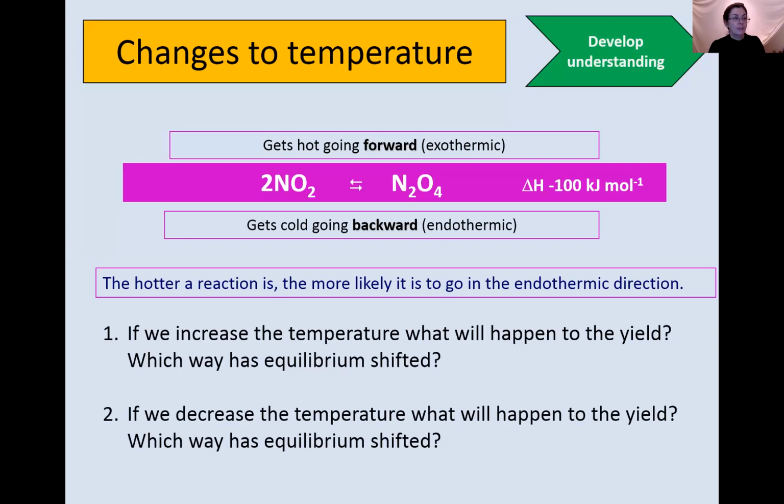So here are two questions. If we increase the temperature, what will happen to the yield? Which way will the equilibrium shift? You'll need to answer that. And if we decrease the temperature, what will happen to the yield? Which way will the equilibrium shift? Again, pause the video, answer those questions, and then you can move on to the next slide to self-assess. Pause for as long as you need to answer the questions.